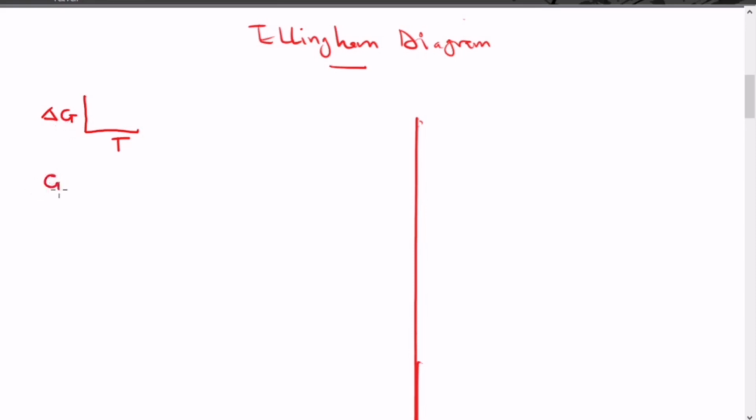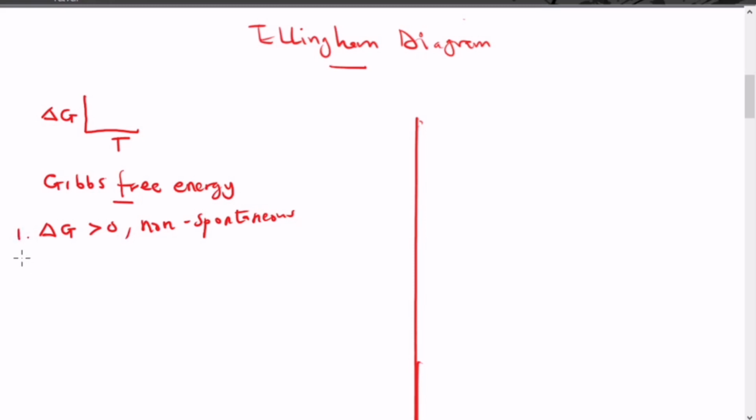Gibbs free energy is a measure of the thermodynamic driving force that makes a reaction occur. So we have some conditions under which a reaction will occur. When the Gibbs free energy is greater than 0, we term it non-spontaneous. In that case, the reaction will not occur at this condition.